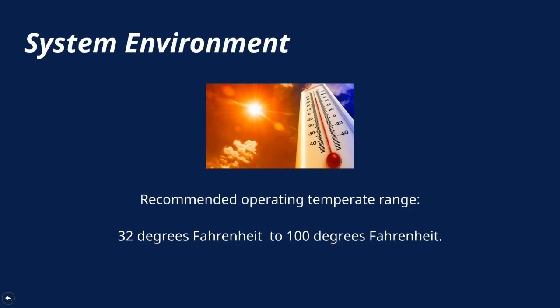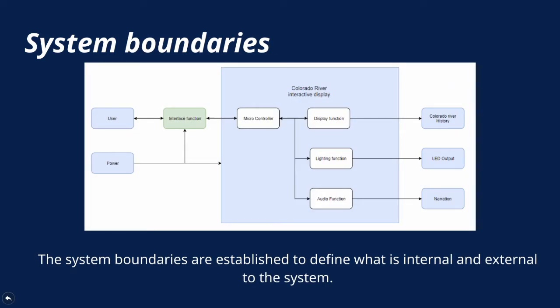System boundaries. The system boundaries are established to define what is internal and external to the system. System users and employees are those who interact with the system directly. Employees set up, maintain, and transport the system from one place to another. External environmental elements such as temperature or power are another source of elements that can impact the system from an outside view.